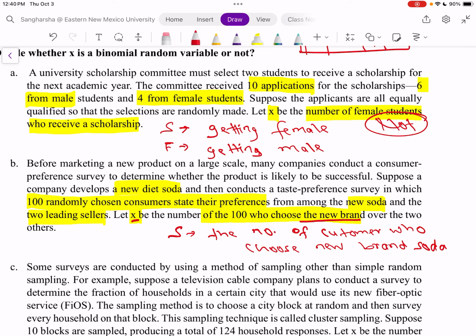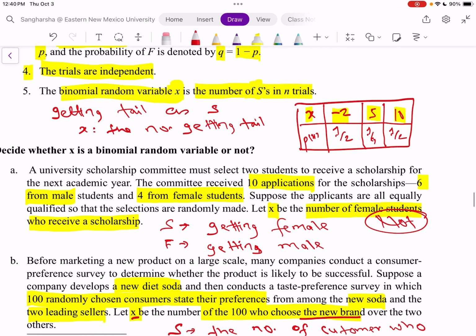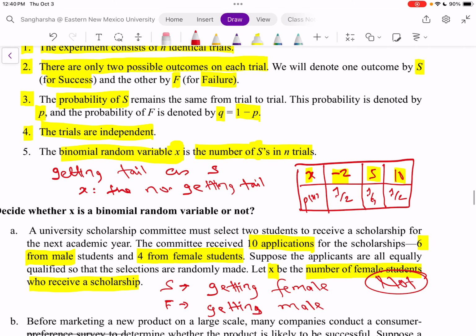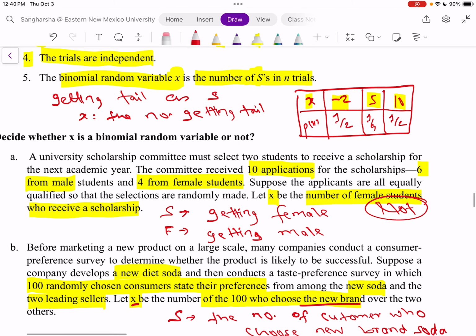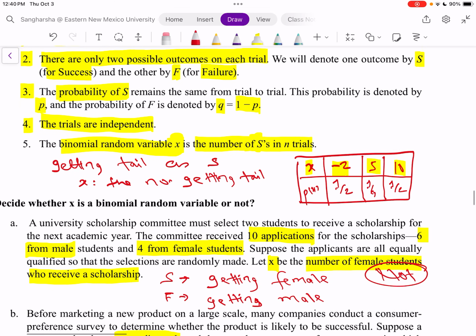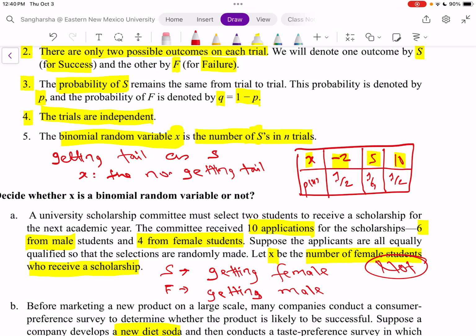You have to taste. So you have the two options: the new soda or Coke. What is the probability that you choose the new soda? 50%, right? Is that the same for all 100 customers? You have only two options, so the probability of choosing the new soda or Coke is the same. So we have the same probability of success in each of the 100 trials. Similarly we can find the probability of failure. It will be 50%. Now, are the trials independent?